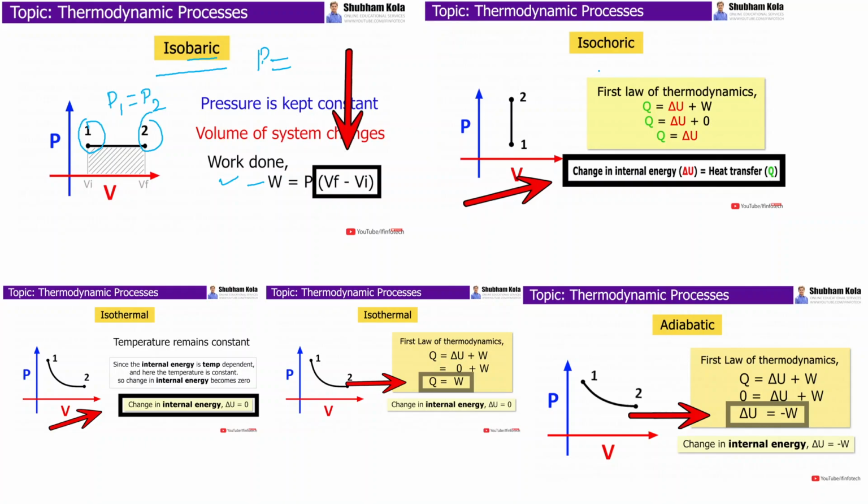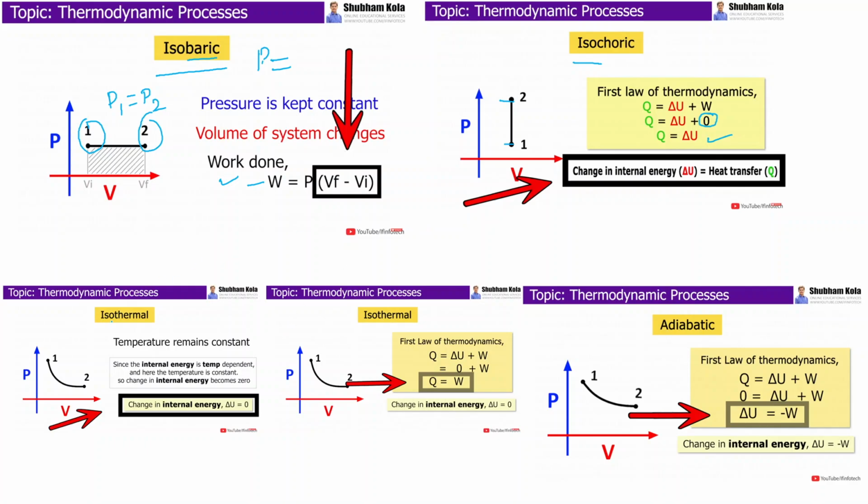Next is the isochoric process, which means that volume is constant, and pressure goes from P1 to P2. In this condition, the work done is zero. From the first law of thermodynamics, Q equals the change of internal energy. We are not going into details, but we are interested in the work done.